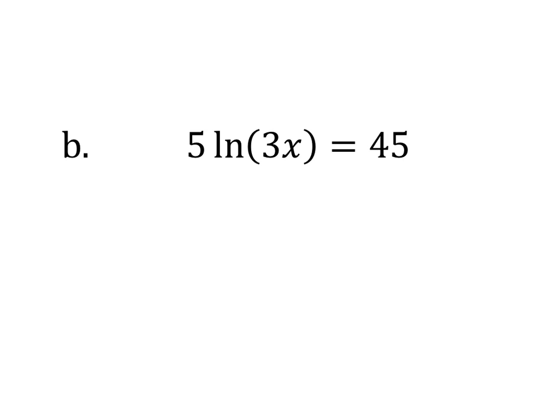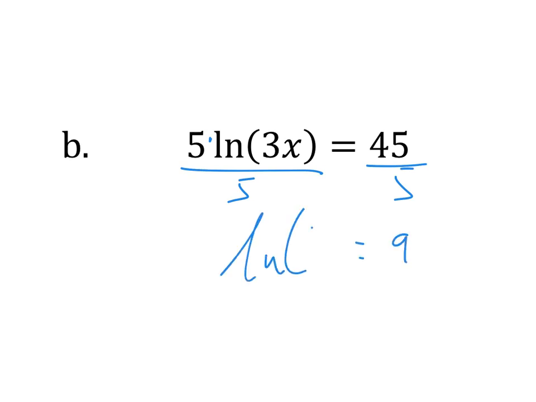So get that log by itself, get the 5 out of there. That's just being multiplied, so divide by 5. So we got 9 equals natural log of 3x. Okay, don't try to pull that 3x out of the middle there. You can't touch that 3x yet. We got to get the log out of there.